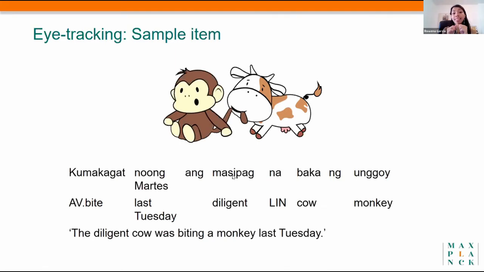They should know that the agent should come next, so the cow. So what we're really checking here is whether they already look at the cow even before the cow is mentioned in the sentence. So at this area.